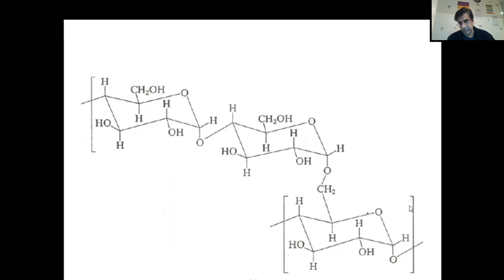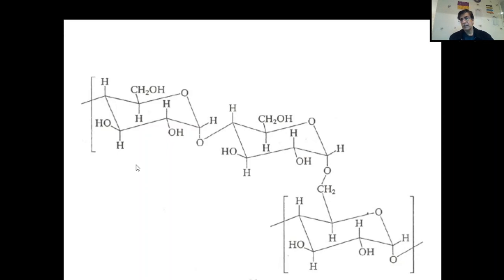For example, this is where you start. This is the starch molecule, and this is carbon number 6, and here one more D-glucose unit is connected, which is also connected to the next one, and that's how the chain starts to grow, and that is why it is called amylopectin.